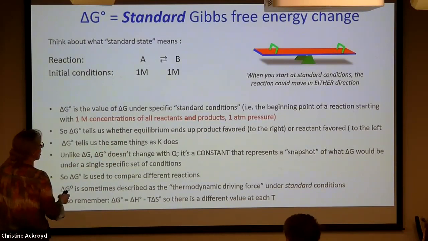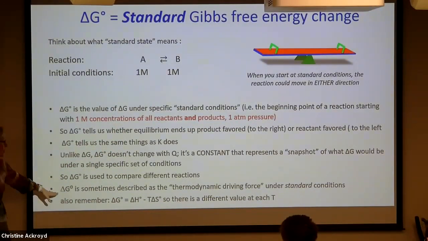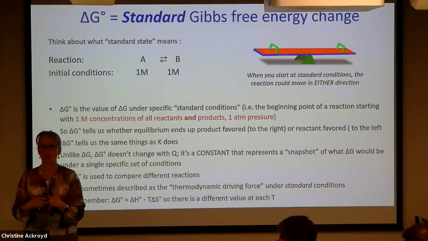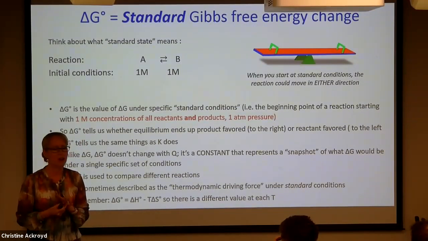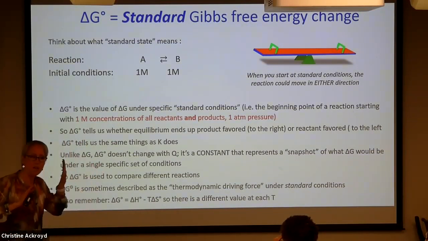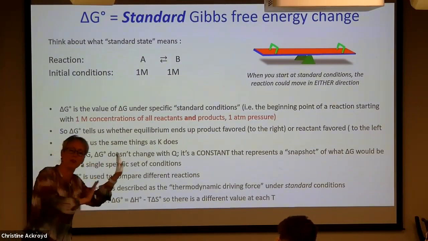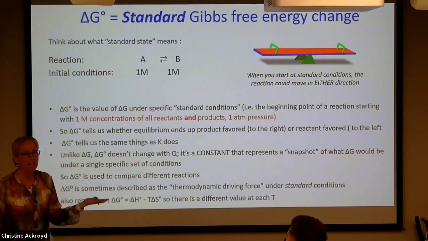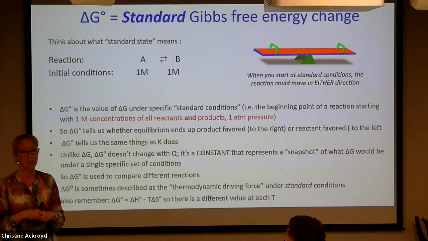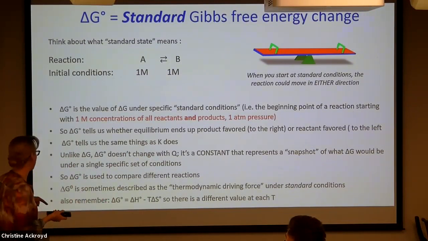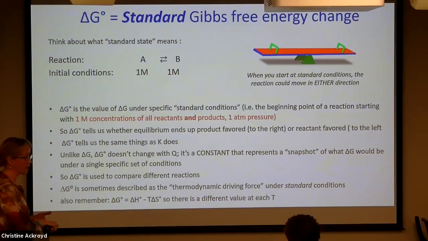Now, we use the delta G naught to compare equilibrium for different reactions. Sometimes we call it the thermodynamic driving force. Why would we use those terms? What would thermodynamic driving force mean? It means how much the universe wants to push that reaction forward. If you have a large negative delta G naught, what does it tell you about how much the universe wants that reaction to happen? A lot, right? So we can have thermodynamic driving force. Okay, delta G naught can be governed by that equation.